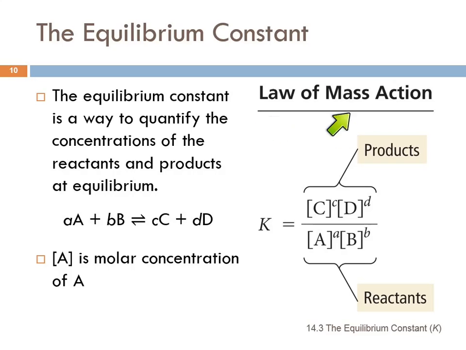So this is what's called the law of mass action. This is the definition of the equilibrium constant. So the equilibrium constant for this reaction is equal to the concentrations of the products multiplied by each other. And they are each raised to a power equal to the coefficient. So D is raised to the power of lowercase d. And that is divided by the concentrations of the reactants, similarly raised to the power of their coefficients. Okay? So that's the overall big idea.